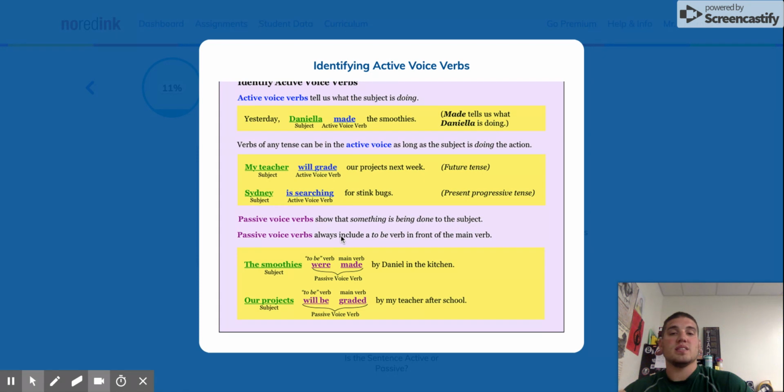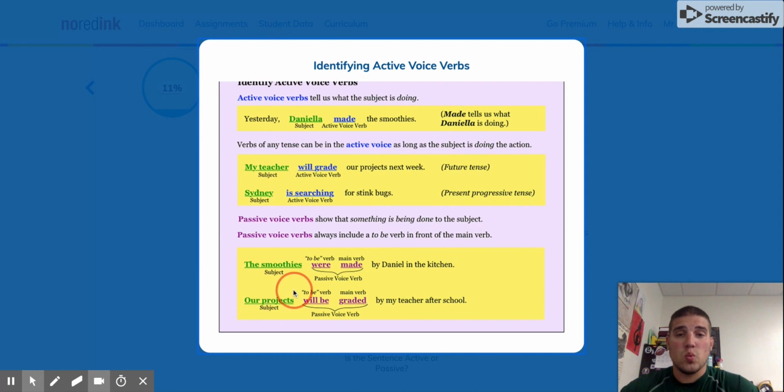Passive voice verbs, on the other hand, that's something being done. Passive voice always includes a to be form of the verb in the sentence. So the smoothies were made by Daniela in the kitchen. Okay, the smoothies are the subject here, but they were made by Daniela. So that's where it gets tricky. You look for this word right here, by. Okay, the word by is our main focus. The smoothies were made by Daniela. That shows us that it's passive.